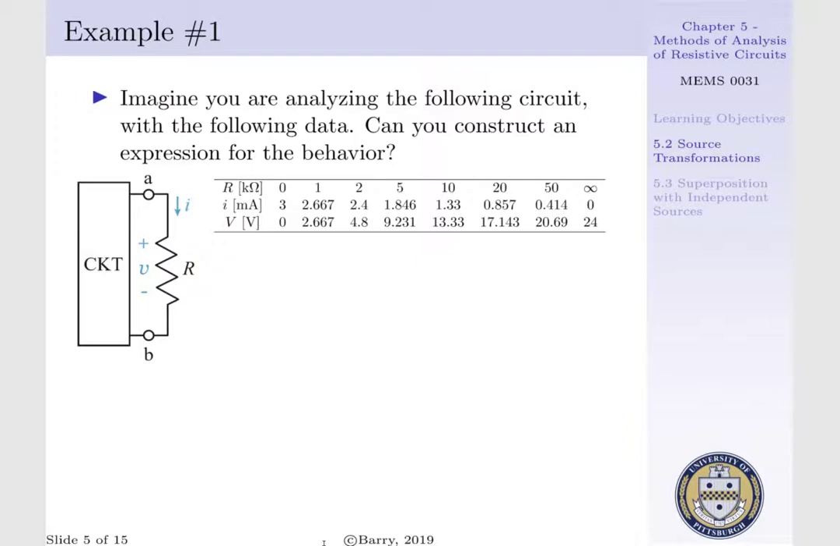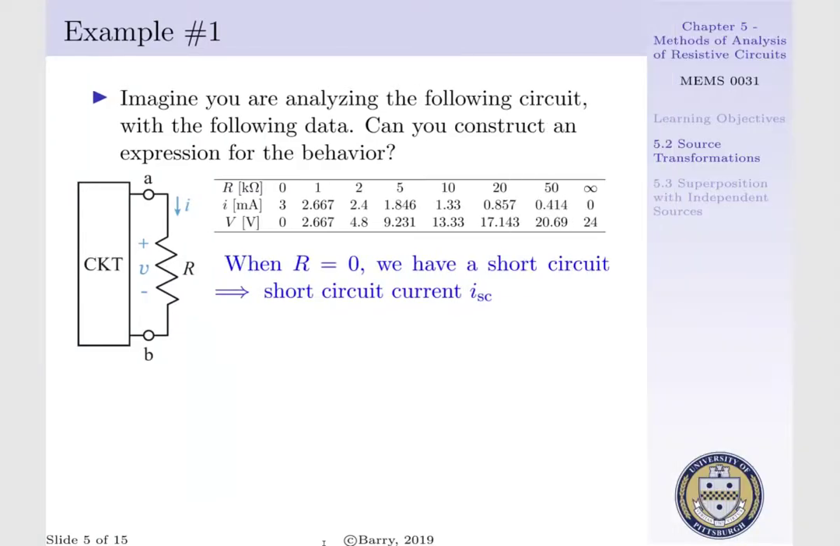We notice a few unique things. The first is when our resistance is set equal to 0, we have a short circuit. That is, our current can flow through a trace between A and B unimpeded, such that our voltage potential would be equal to 0, and our current running through it would be I sub SC, standing for short circuit current.